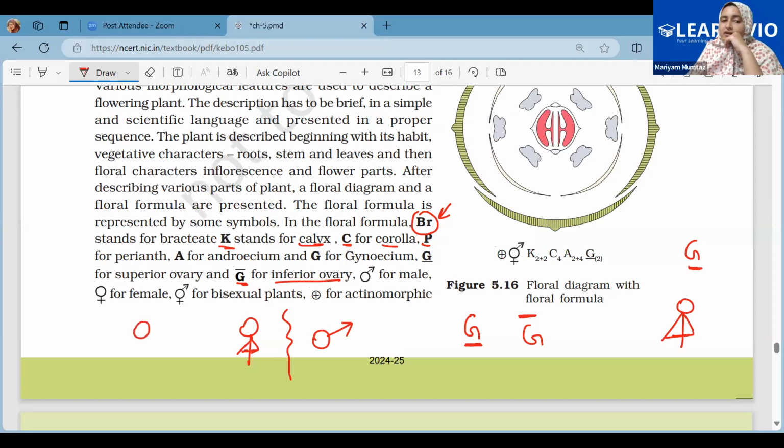Now, for a bisexual flower, in which the male and the female are present in one, we'll symbolize it as this. Then actinomorphic, we'll symbolize it like this. Actinomorphic is known as what in terms of animals? Which kind of symmetry is actinomorphic? Which type of symmetry? Radial or bilateral? It's radial. Radial symmetry is actinomorphic. And when you draw a percentage sign, then that is bilateral symmetry. Okay, so these are the signs.